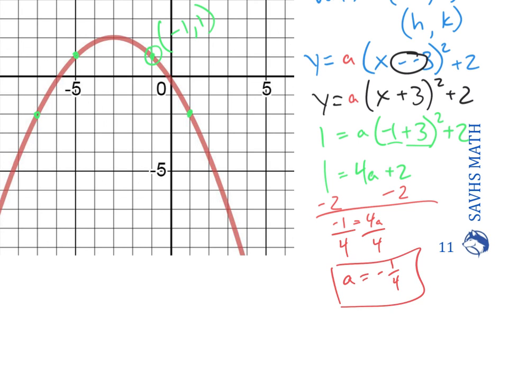Again, does this make sense? Yeah, it does, because it opens down because the scale factor is a negative number, and it looks less stretched out than our original x squared. So it actually looks like it's compressed vertically, shorter or wider. So this makes sense. Then I can rewrite my function. My function is y equals negative 1/4, that's a, times (x plus 3) squared plus 2. Done.